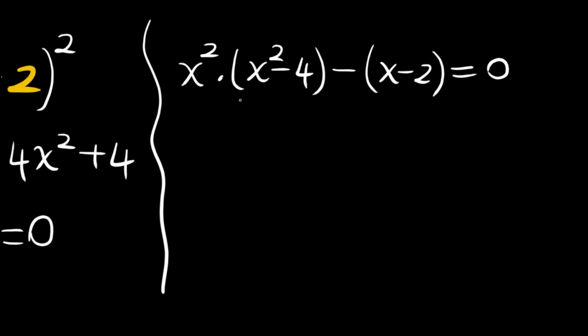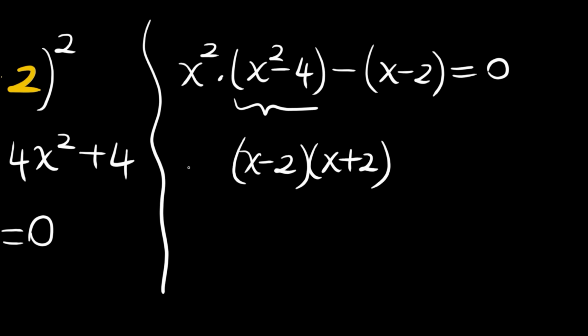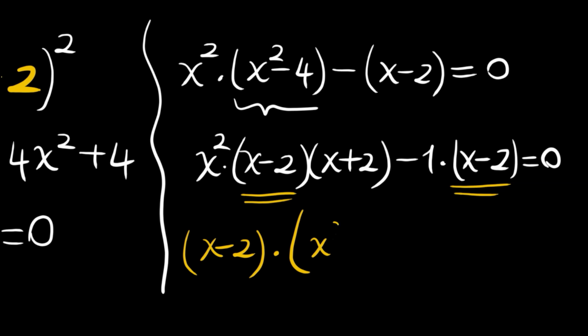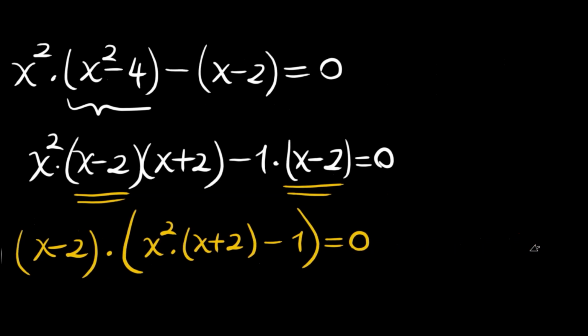Now consider this is the difference of two squares, and this also can be written as (x minus 2) times (x plus 2). Also we have x squared, and minus 1 times (x minus 2) is equal to 0. So we reached one of our roots by factoring this x minus 2 out. (x minus 2) times (x squared times (x plus 2) minus 1) is equal to 0. So, as I said, one of our roots is x is equal to 2.